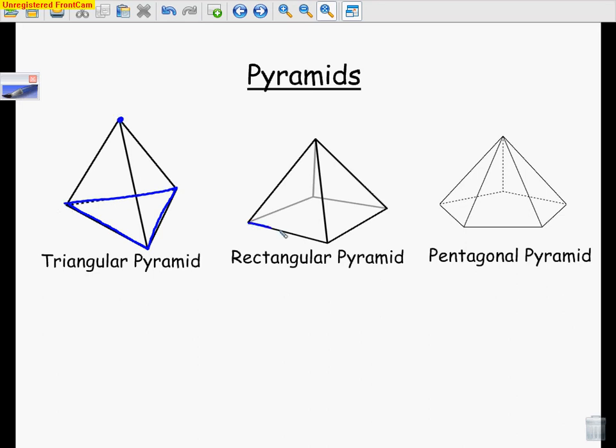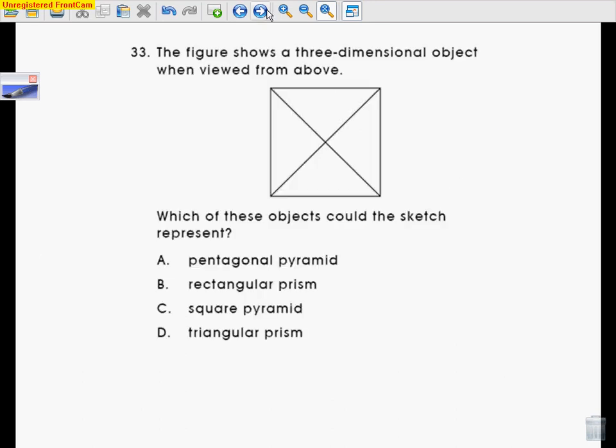Here we have a rectangle for the base, and all the rest of them are triangles meeting up to a point. Here we have a pentagon for the base, and all of the other things are triangles that meet up to a point. So the figure shows a three-dimensional object when viewed from above. Which of these objects could the sketch represent?